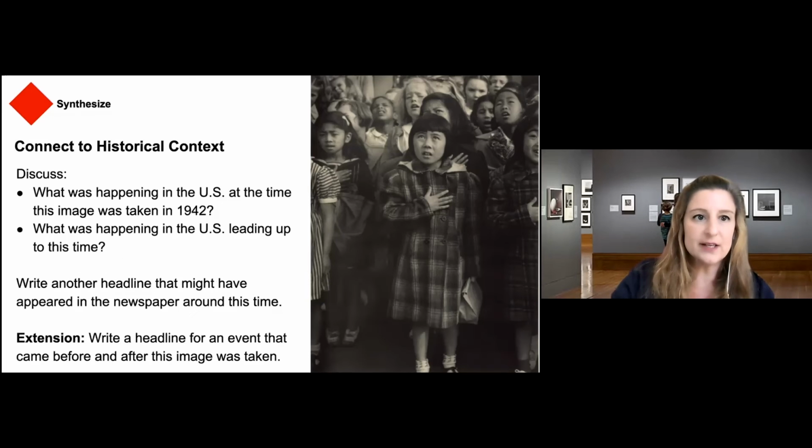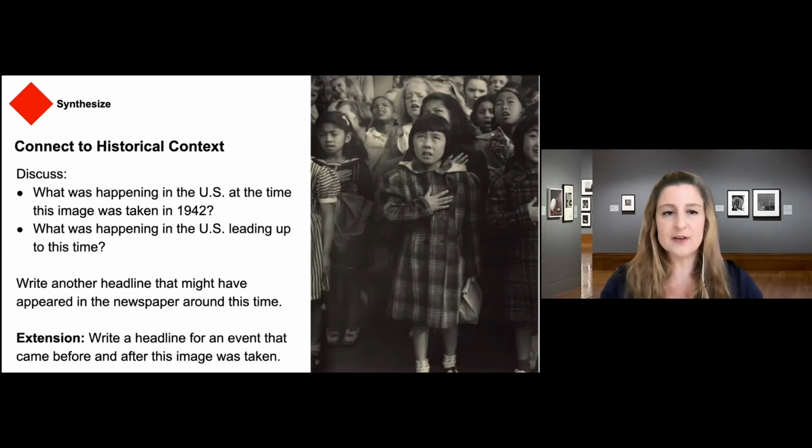And then finally, synthesizing, connect it to the historical context. There's a lot of different routes that you could take with this, depending on what you've chosen to focus on in your class. Because it's 1942, this is a photograph that's subsequent to the bombing of Pearl Harbor. It was taken after the bombing of Pearl Harbor, but it's before the Japanese were sent away to internment camps.